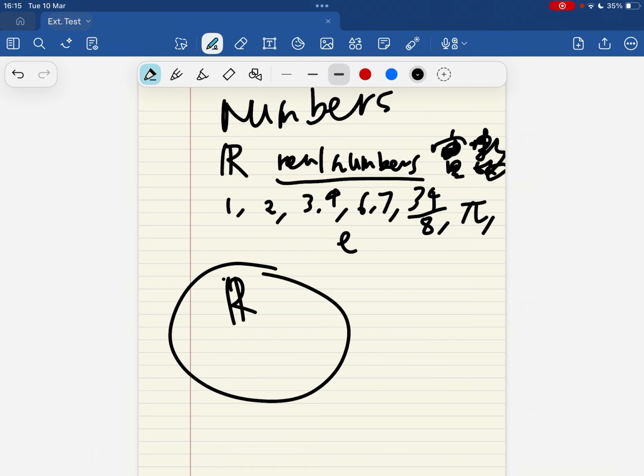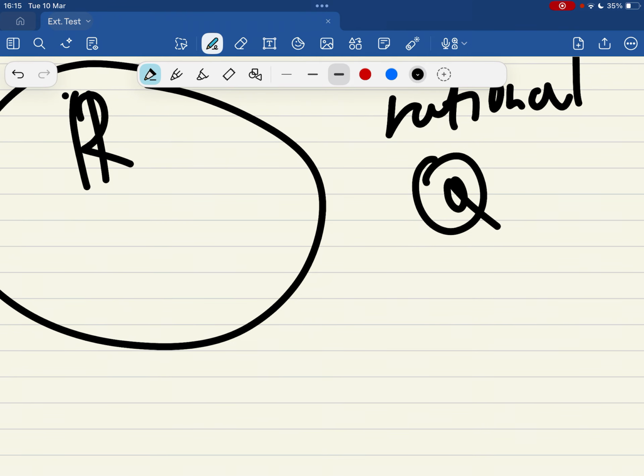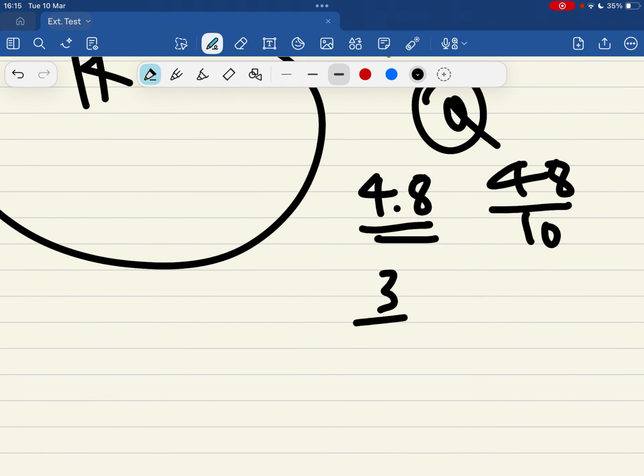Okay, within that set, we have what we call rational numbers. Okay, and that's a bold Q. And the rational numbers are the numbers that you can express using a fraction. So, for example, we have 4.8 is a rational number. Why? Because this can be expressed as 48 over 10. Okay. We also have, obviously, something like 3 over 4. Something like 4 over 3 is also a rational number.